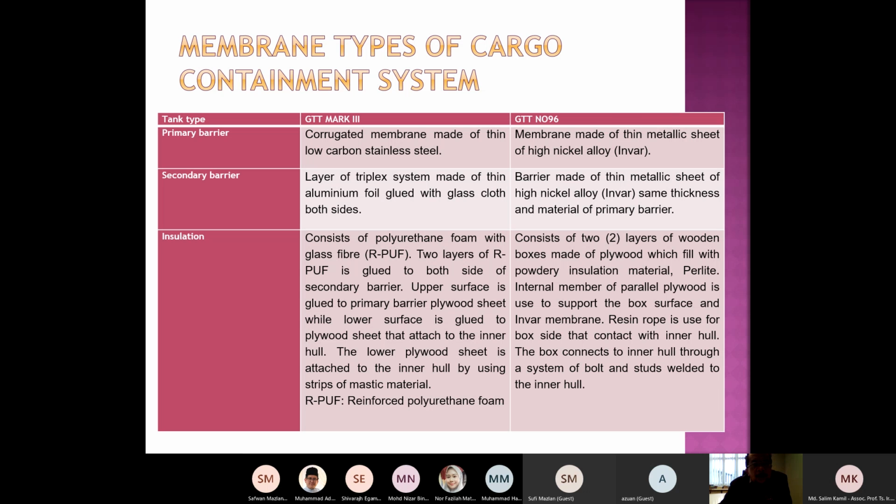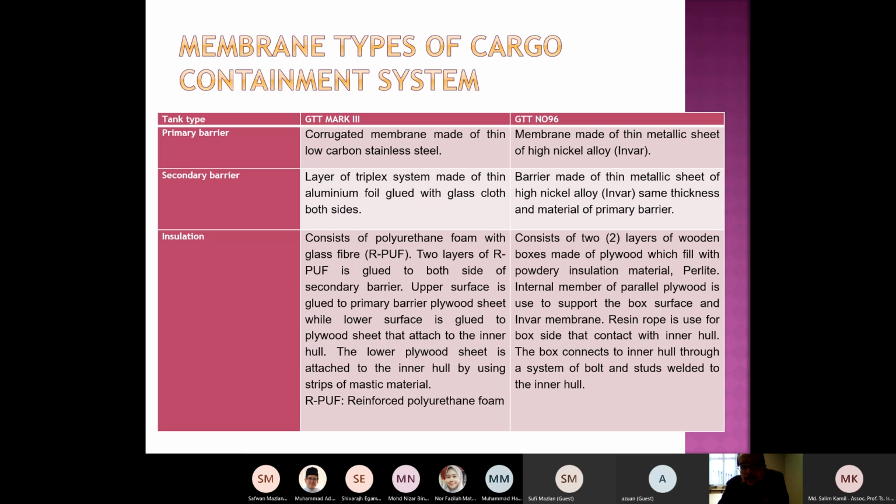And a very detailed comparison of the GT Mark III and the GTT number 96. So you can see the main comparison: a corrugated membrane made of thin, low carbon stainless steel, and the other one, a membrane made of thin metallic sheet of high nickel alloy, Invar. The detail you can read later because this one is recorded, so you can read the details of the membrane.